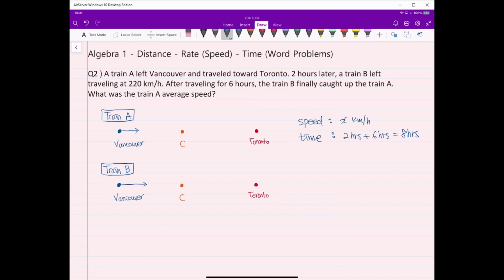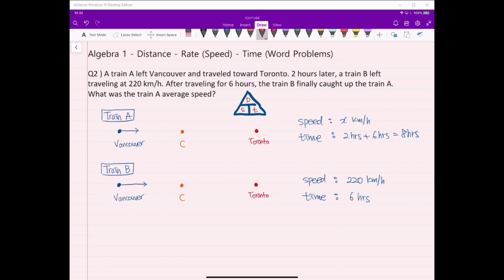Train B also traveled from Vancouver to point C, 2 hours later than train A, with a speed of 220 km per hour, and the time it took was 6 hours to get to point C. Also, it is safe to have the formula triangle written down at the side.